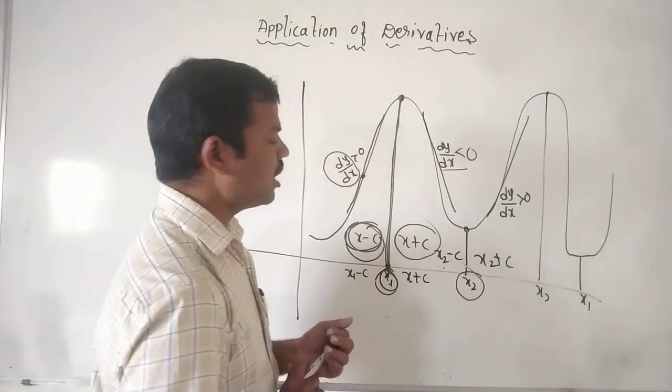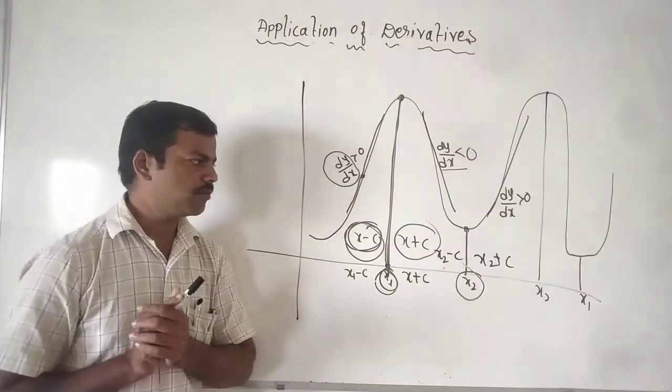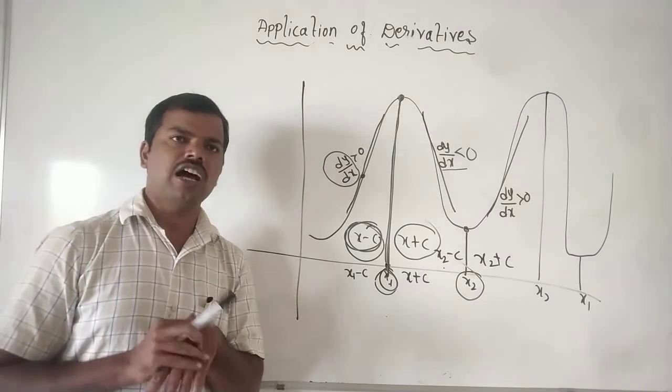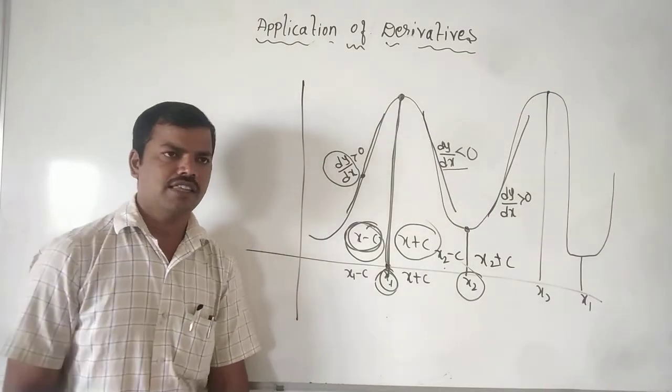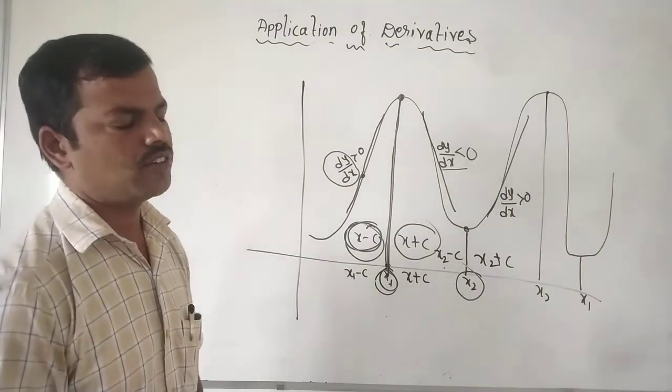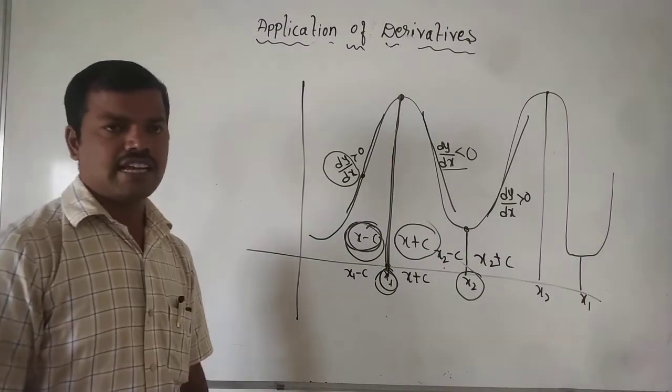So this is about the maximum and the minimum of the function. Next we have another way for identifying the maximum and minimum value of the function by using the second derivative.